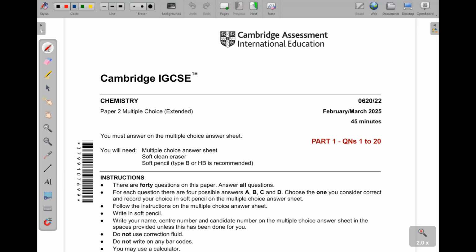This is Teacher Simon taking you through Cambridge IGCSE Chemistry Paper 2-2 for February-March 2025, and this is part 1 for questions 1 to 20.